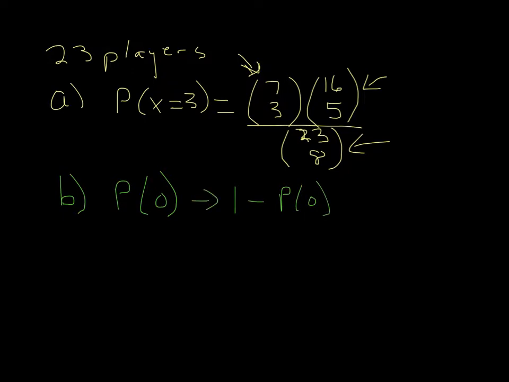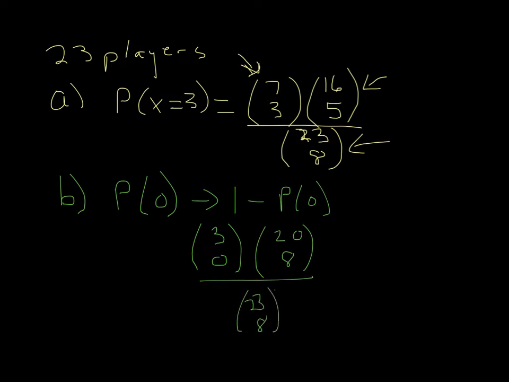And so the probability of 0 goalies, if you only have 3 to choose from, would be that you're choosing 0 from 3. And then the same idea that we did up in part A there. If we are choosing 0 from the 3, then we have 20 other players left to choose the 8 from. And then that's still over 23 choose 8, okay?